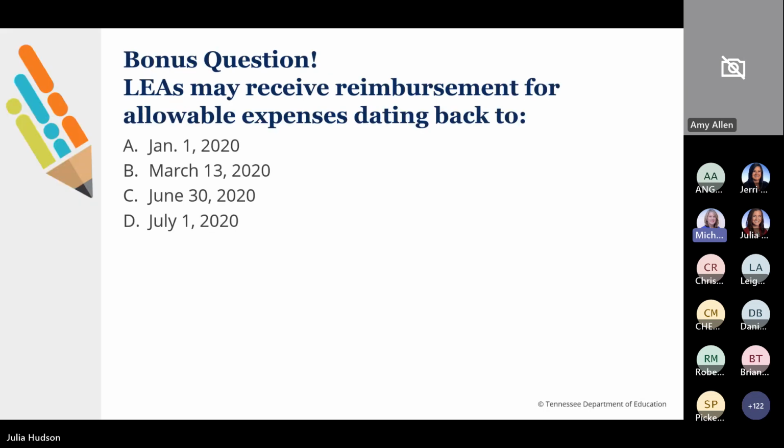Great. Next, we have a bonus question. LEAs may receive reimbursement for allowable expenses dating back to when? We've got A, January 1st, 2020, B, March 13th, 2020, C, June 30th, 2020, or D, July 1st, 2020. And that is correct. I see a lot of B's. That is March 13th, 2020.